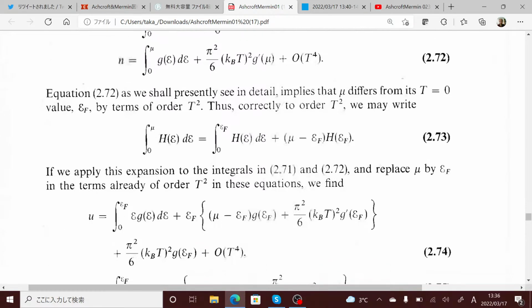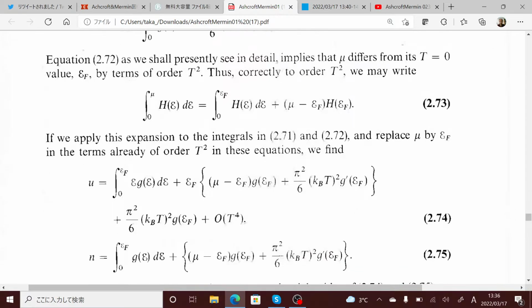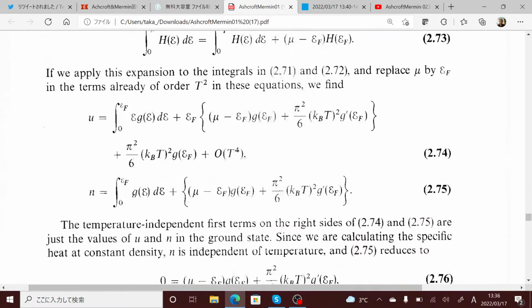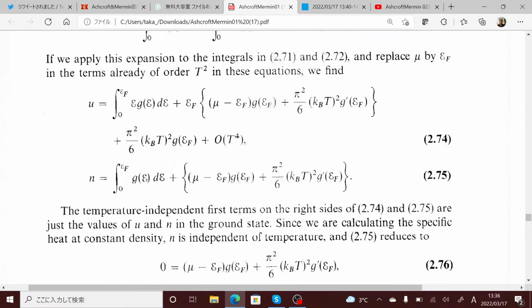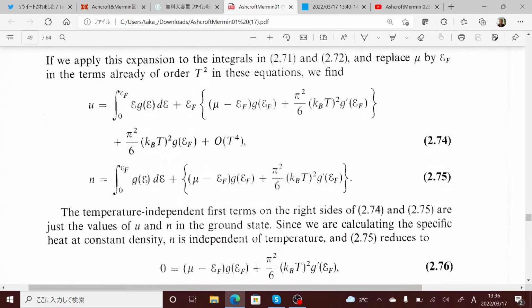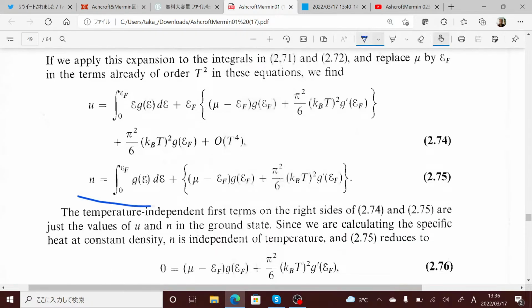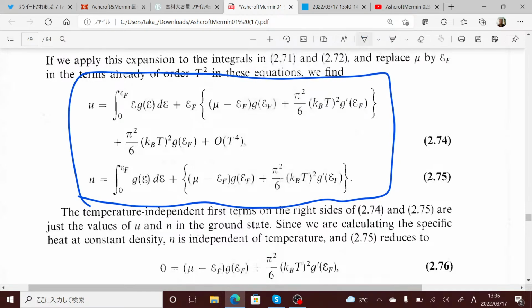If we apply this expansion to the integrals 271 and 272 and replace mu by epsilon F in the terms already of order T squared in these equations, we find these. So this is a kind of the conclusion up to now.